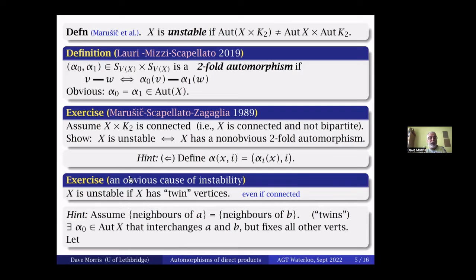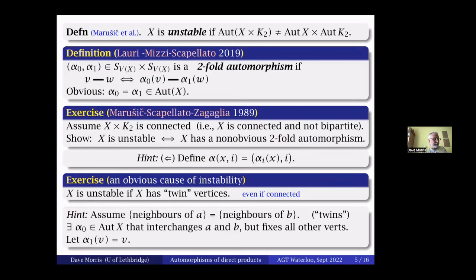And then in order to get a twofold automorphism, I need another automorphism, but I can just let alpha 1 of V be the identity map. If you think about it for just a minute, you'll see that the two of them together make a twofold automorphism, because we have twin vertices. So there are several obvious reasons why a graph might be unstable. If X is not connected, then automorphism groups are definitely confusing. If X is bipartite, then again we have a connectivity problem. And maybe the first one that's a little bit interesting, but still considered trivial, is if X has twin vertices.